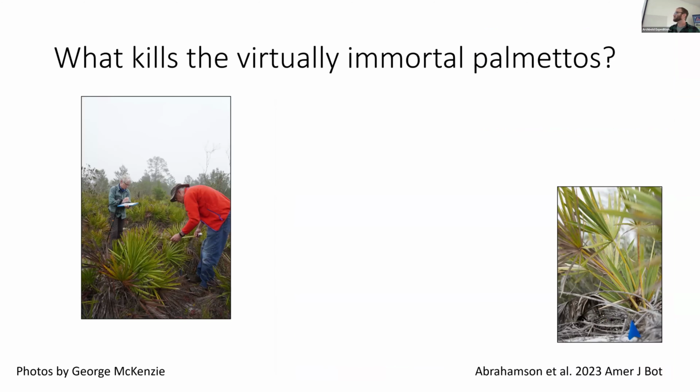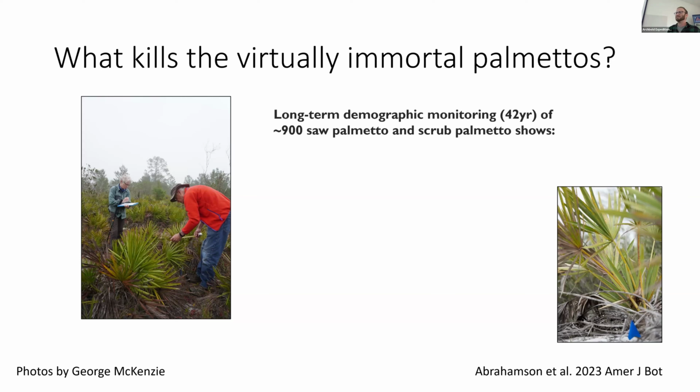And so I want to highlight a few papers that have come out or that we're working on. The first is one led by Warren Abrahamson on what kills the virtually immortal palmettos. The palmetto is a real foundational species here in the scrub, and it's also incredibly long-lived. Many of these individuals can live hundreds and in some cases thousands of years. And so Warren Abrahamson started the Palmetto Project in the early 1980s, I think it was 1981, anyway.